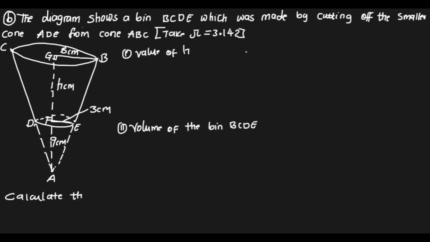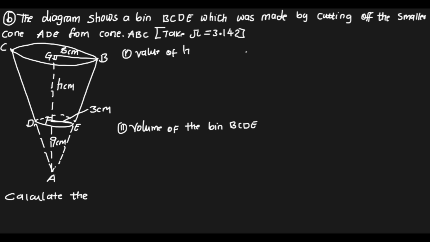The question reads, the diagram shows a beam BCDE which was made by cutting off the smaller cone ADE from the cone ABC. Take pi as 3.142. Calculate the first one, the value of H. Now let's look at what is happening here. So here we have two cones. There is the big cone.